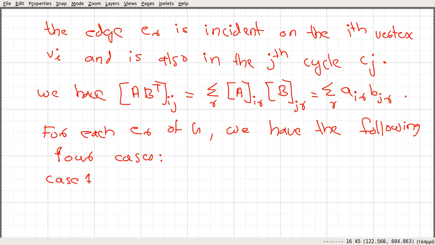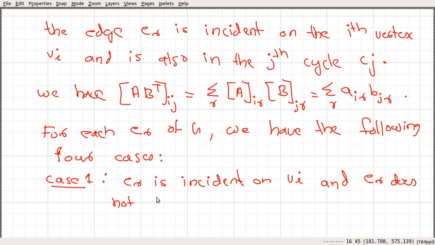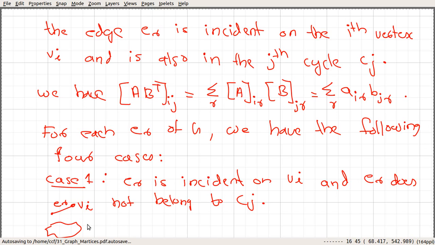So case 1: we are considering an arbitrary edge Er of G. This edge Er is incident on Vi and Er does not belong to cycle Cj. The situation is something like this: we have this edge Er that is incident on Vi, but it does not belong to cycle Cj. The cycle Cj will be somewhere outside, and this edge does not belong to it.